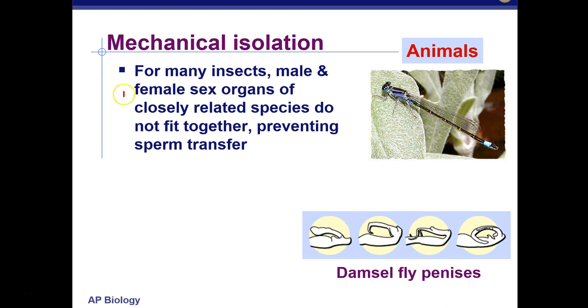So different species of dragonflies, or some people call them damselflies, have penises that are different shapes, and that's going to prevent mating, because, you know, tab A can't fit into slot B. It's not going to work.